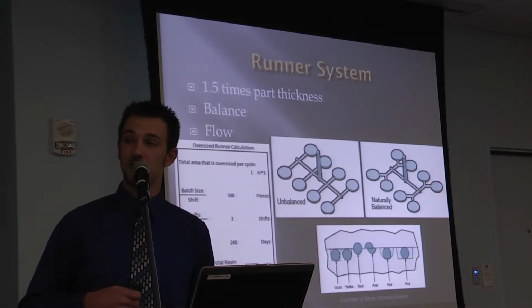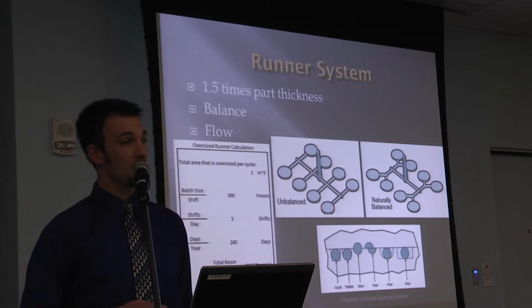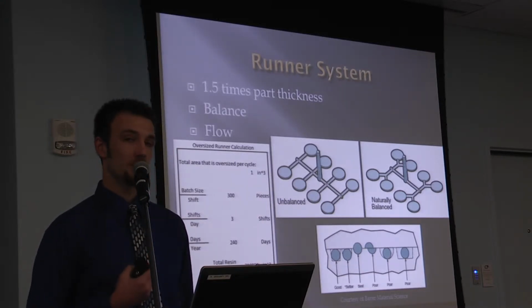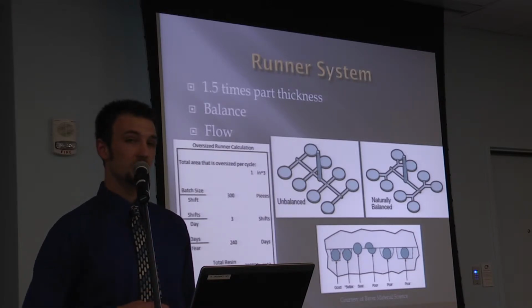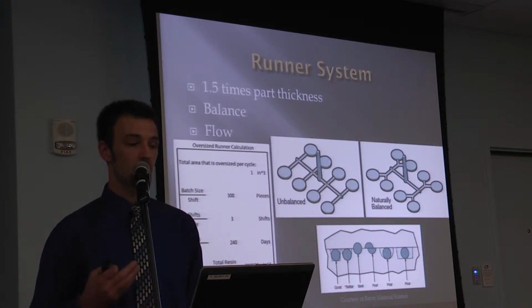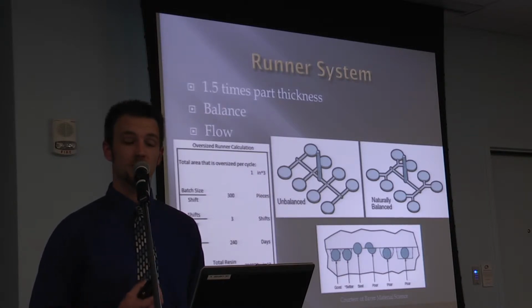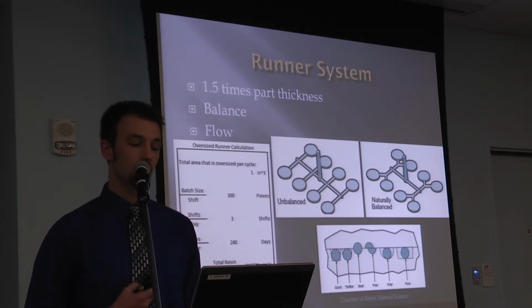The runner system, once again, carries the plastic into the cavities of the mold. We need to multiply the runners 1.5 times the thickest portion of the part. This will give us enough material flow through the runners to ensure that there are no short shots within the material. A short shot is when the cavities are not fully filled.